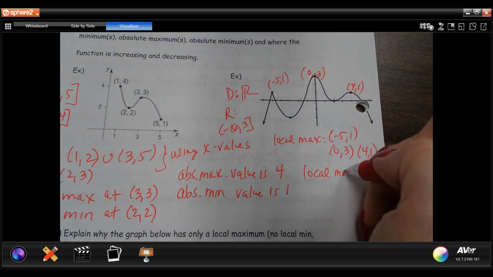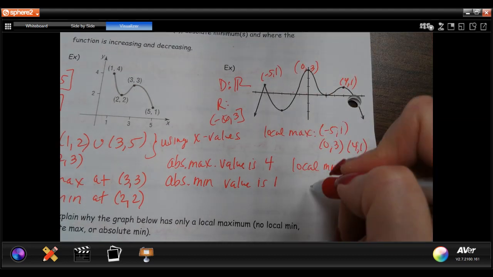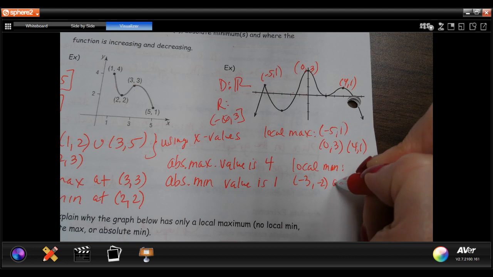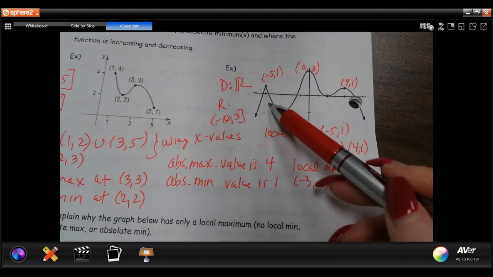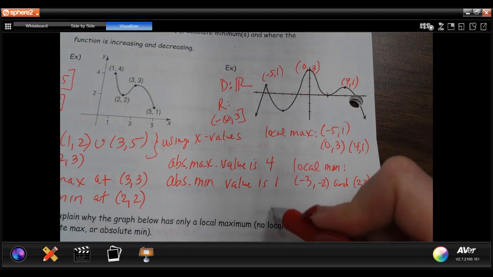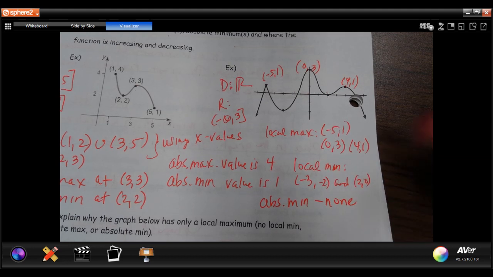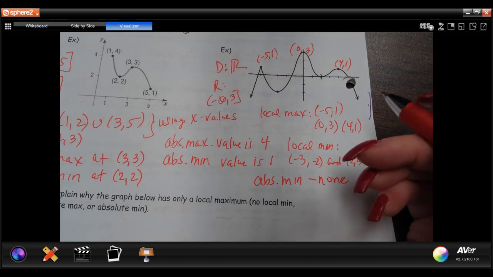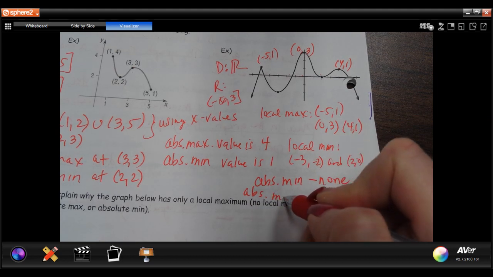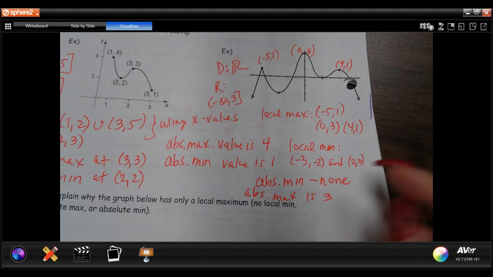Local min. Well, here, (-3, -2), and (2, 0). So remember, it's got to be a place where it's decreasing and then turns around and increases. Absolute min, there is none. This graph goes on to negative infinity. So infinity is not a value. Absolute max is 3. That's the highest Y value on this graph.